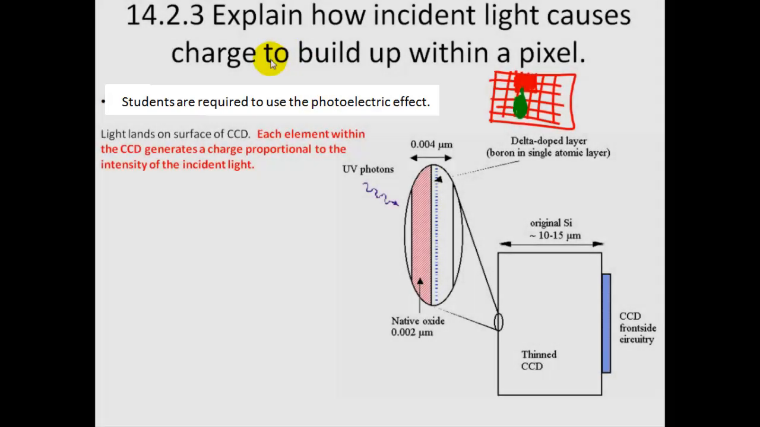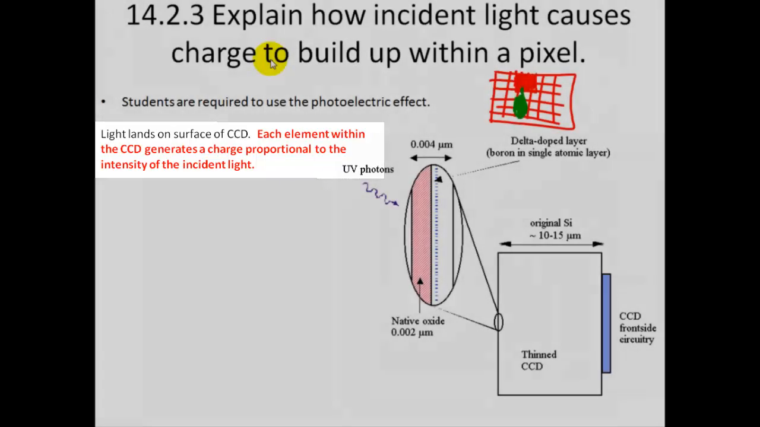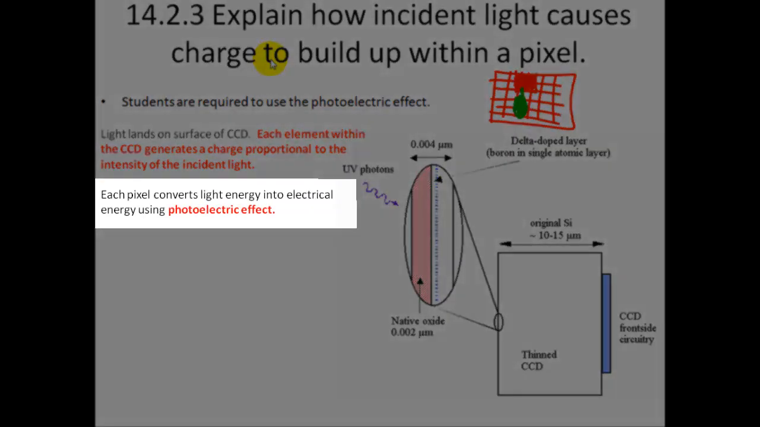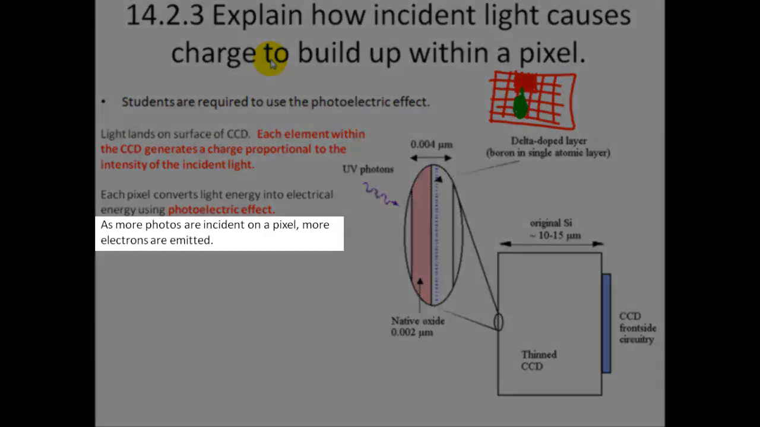So, when light lands on the surface of the CCD, each element, or each pixel, generates a charge which is proportional to the intensity of the incident light. In other words, the more light that arrives, the more photons that arrive, the more charge that is generated. Each pixel converts light energy into electrical energy using the photoelectric effect. More photons, which means more electrons.